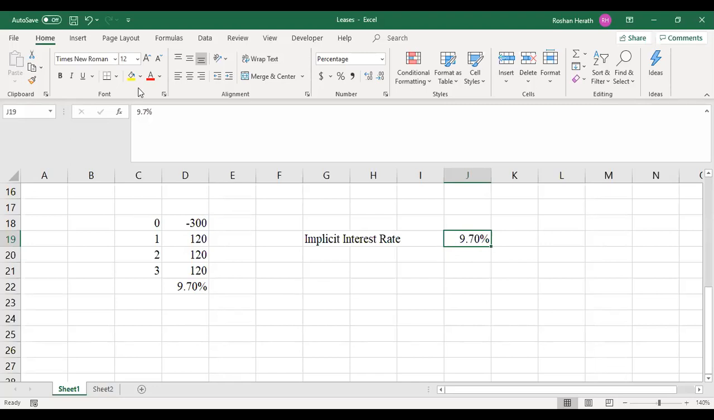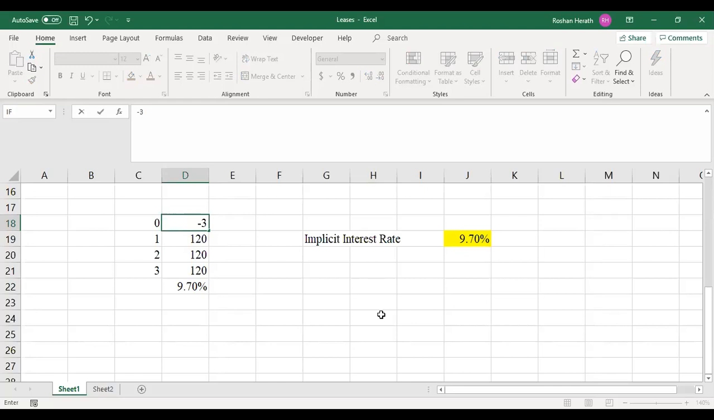Now let's say that in this particular agreement there's an initial direct cost. What is that initial direct cost? Let's say it's 10,000 initial direct cost, covering the legal fees and documentation charges. So now the initial amount is going to become 310.